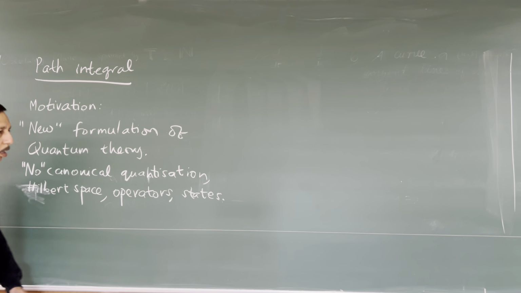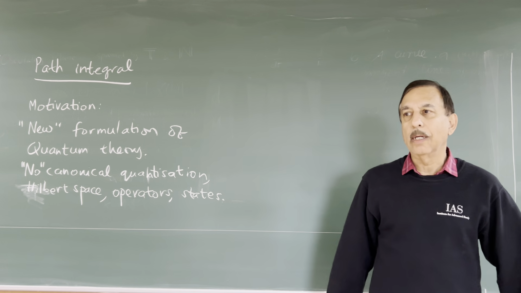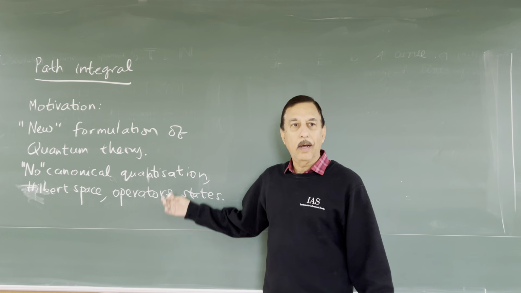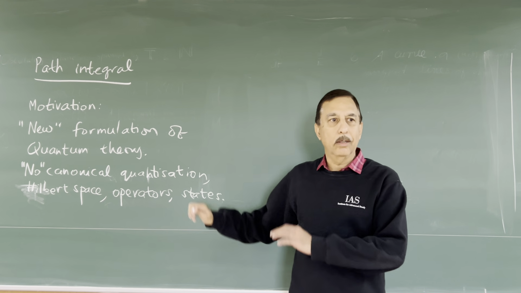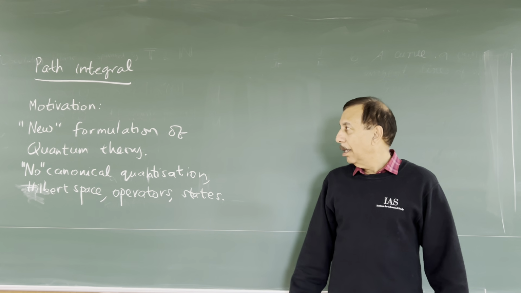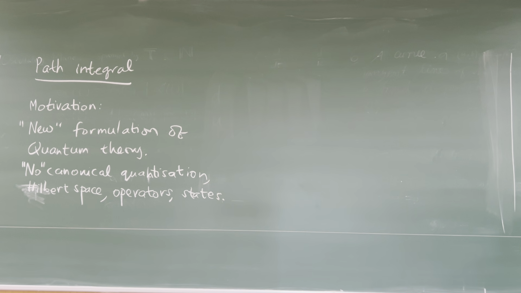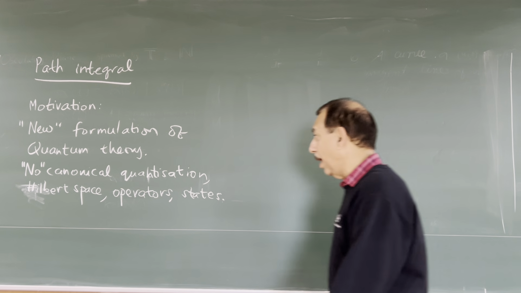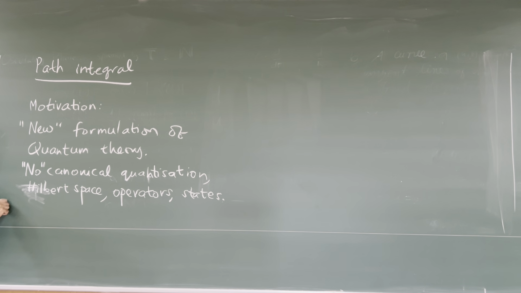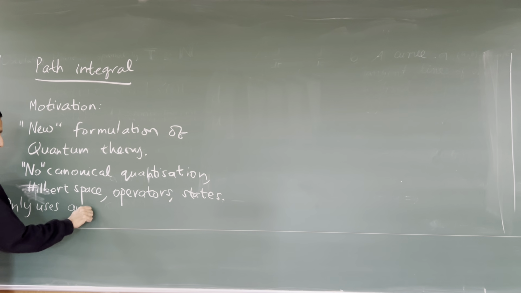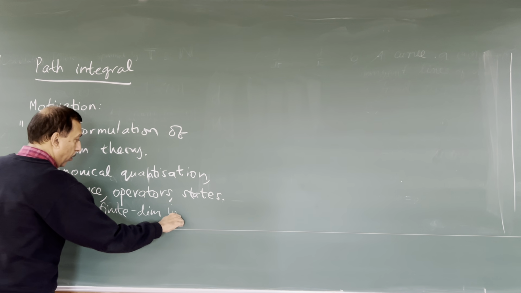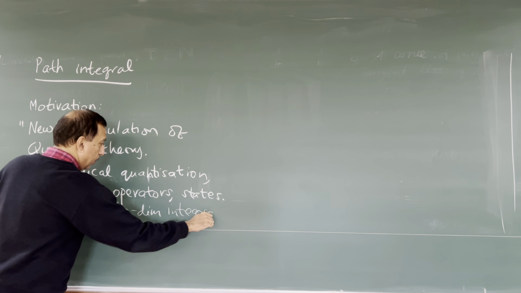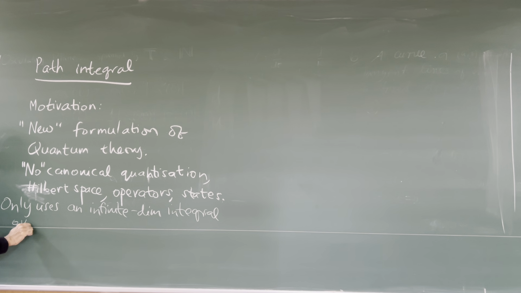So we don't work with non-commuting quantities, and therefore obviously we don't have canonical quantization, which is the statement that position and momentum don't commute. That thing is not the way we do path integrals. So in that way it's quite radical and new. Okay. In fact, in some sense it only uses an infinite dimensional integral over classical fields.